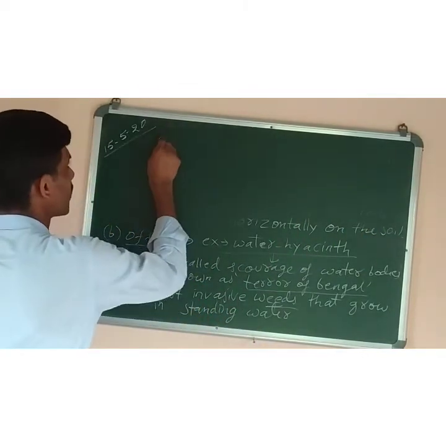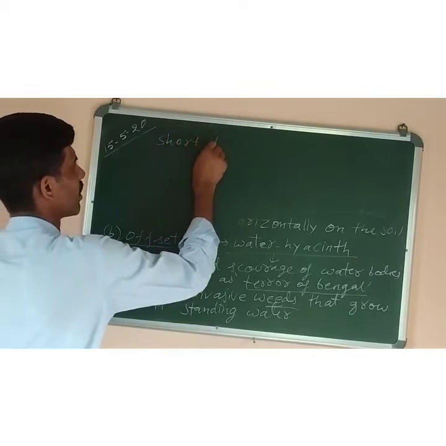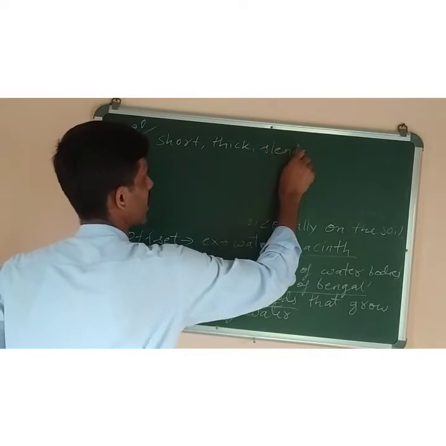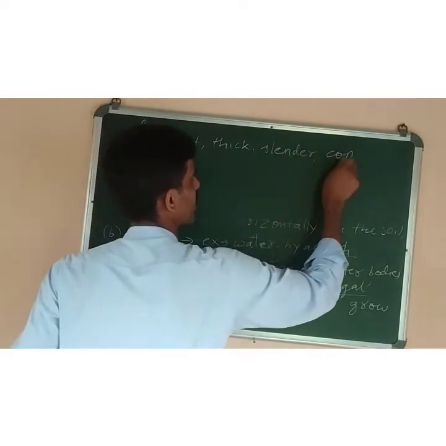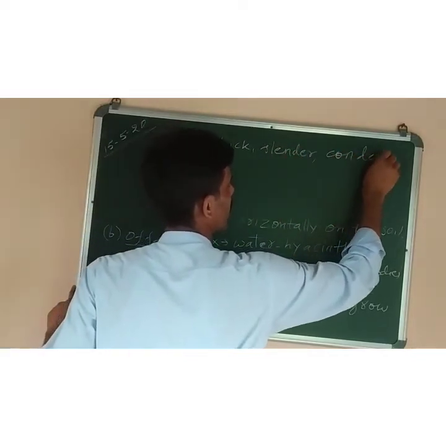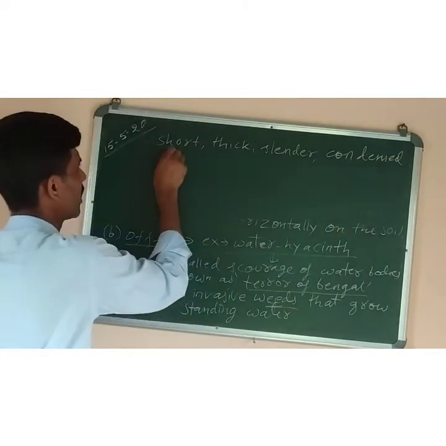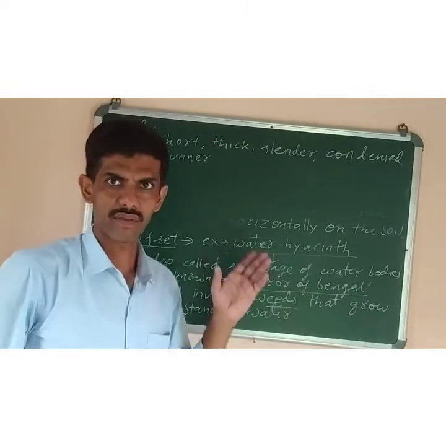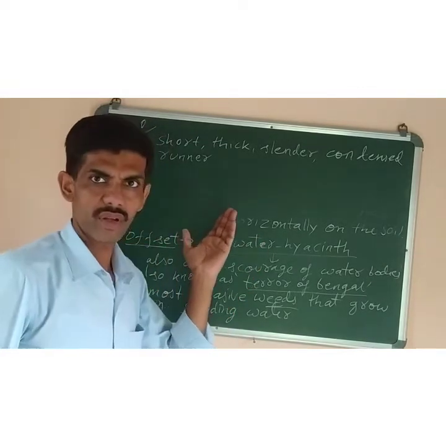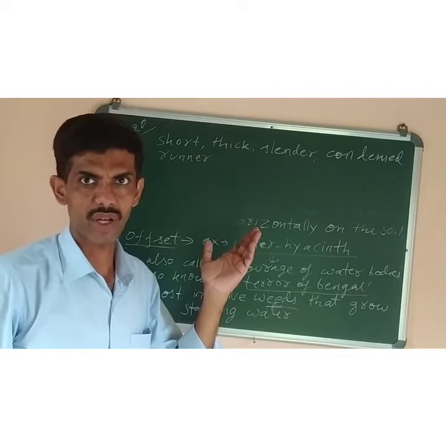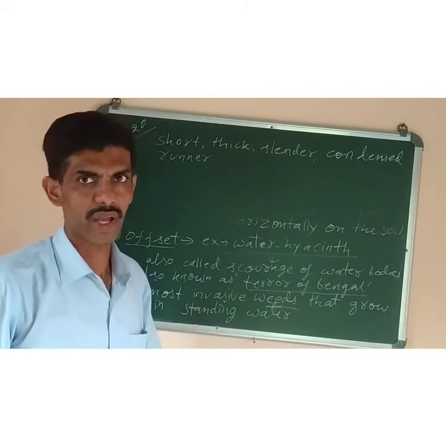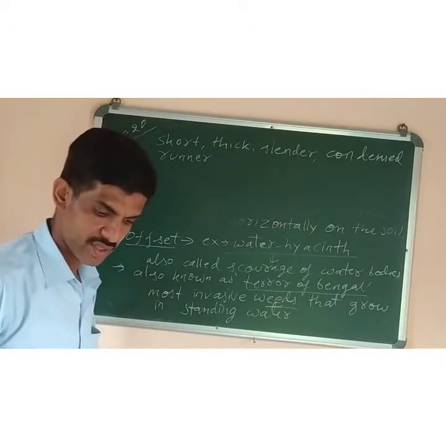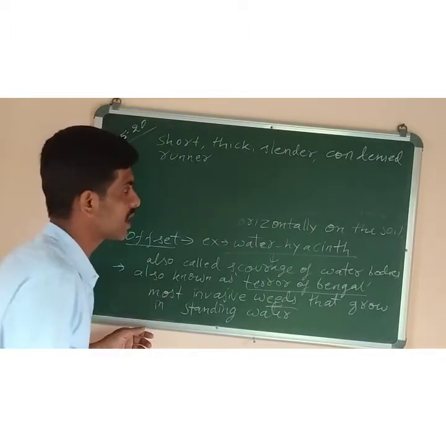Short, thick, slender, condensed runner. It is a type of runner only with half part, that is the shoot bearing leaves found growing above the soil and the roots growing below that shoot, isn't it? So we have to write offset is a short, thick, slender, condensed runner that originates in the axil of a leaf.